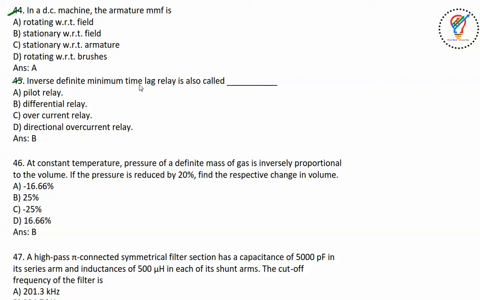Inverse definite minimum time lag relay is also called as overcurrent relay. It is not the differential relay. Inverse definite minimum time lag relay is also called as overcurrent relay.